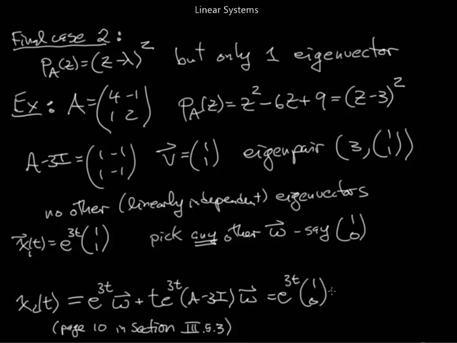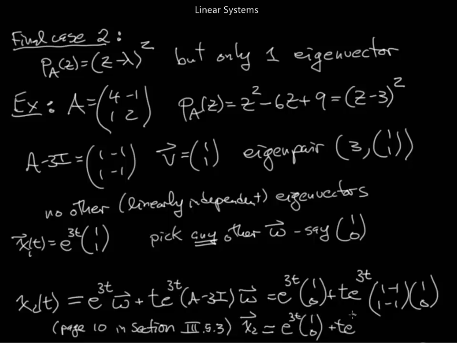In any event, let's just write down what we get. It's e to the 3t times (1, 0) plus t e to the 3t times this matrix (1, minus 1; 1, minus 1) applied to (1, 0). And what you get is e to the 3t times (1, 0). That's the first term. And then there's a second term with a t, e to the 3t times (1, 1). So this is similar to the repeated root case in the theory of second order equations, where you pull down this t, but there's an added complication having to do with this vector w.